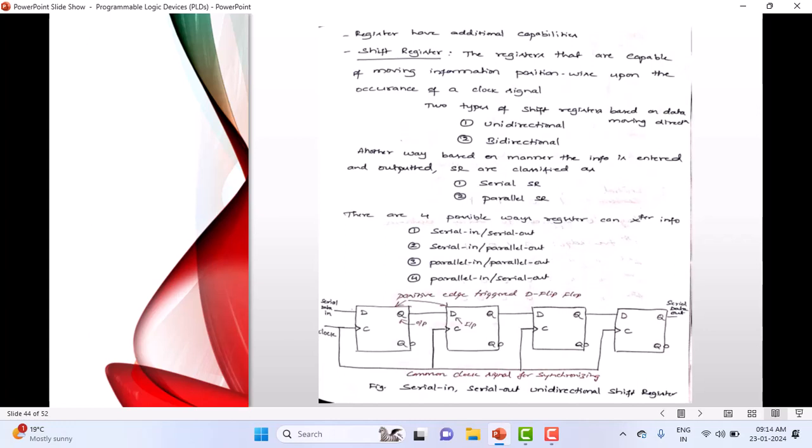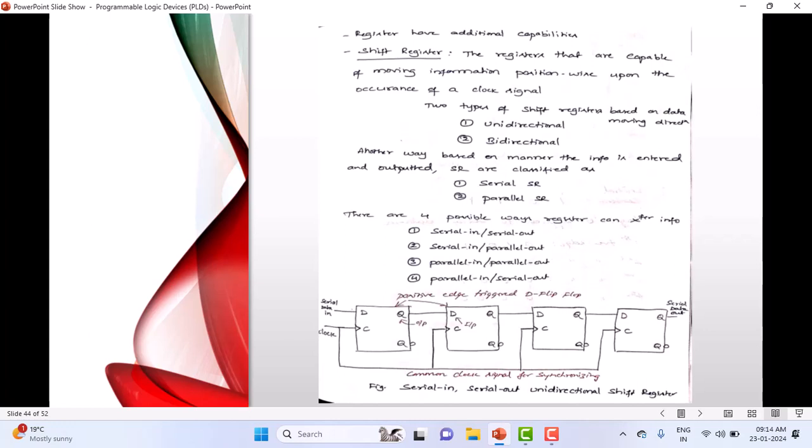And of course, the complexity increases because you want to provide additional signals like direction. Also, the user should know which direction the data is moving. Understand? And also, we give additional possibilities. We'll show what possibilities we have in the bidirectional shift registers.